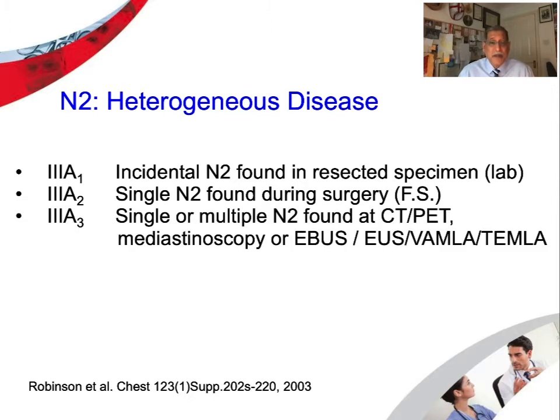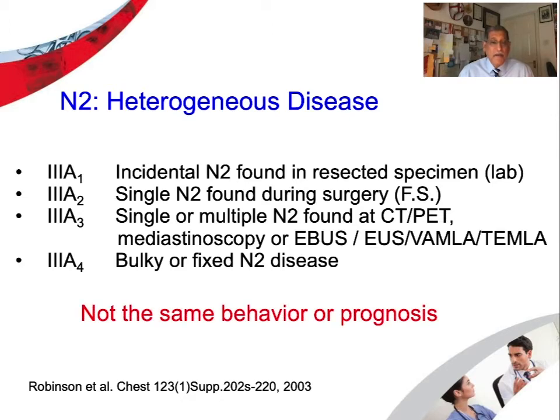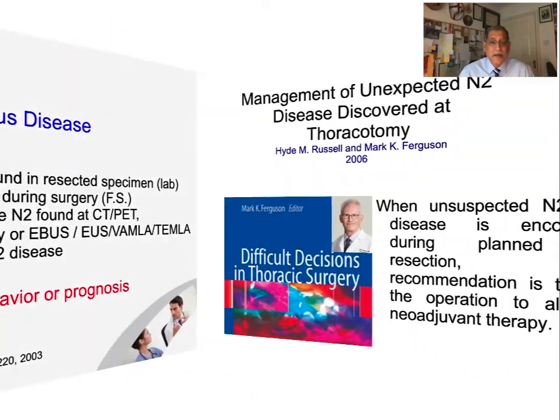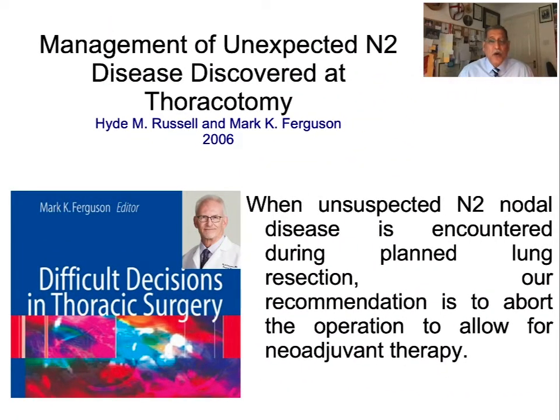3A3 is reserved for histologically proven nodes by invasive techniques before the operation, EBUS, mediastinoscopy, etc. Stage 3A4 represents bulky or fixed disease on PET-CT with or without histology. The behavior of these groups is notoriously different. In the previous slide, we noticed the suggested group of 3A2, i.e. single N2 node found during surgery.